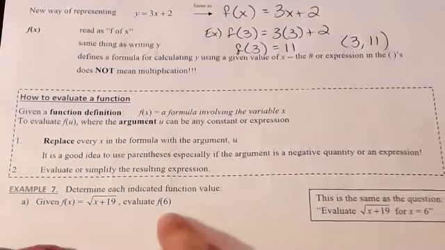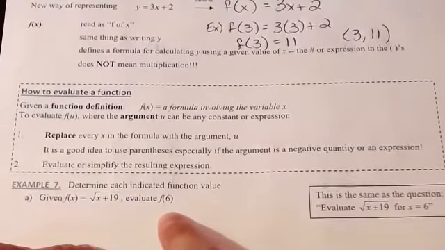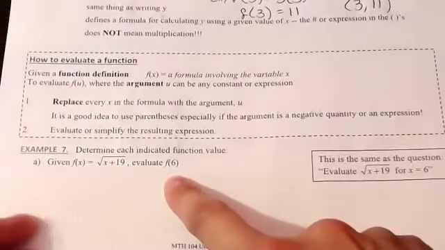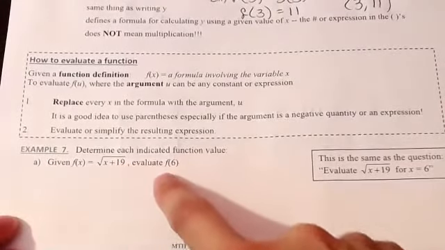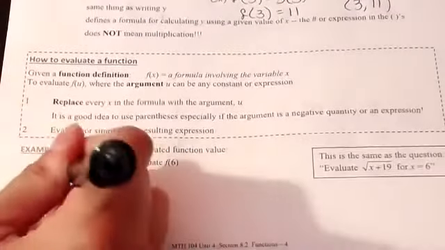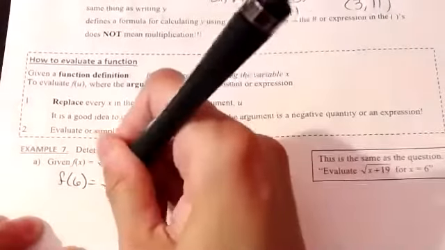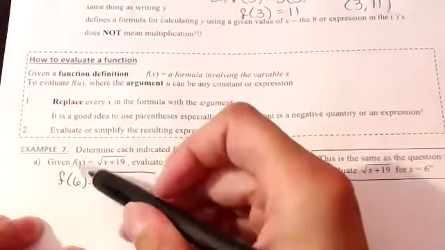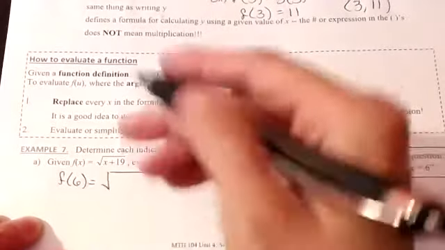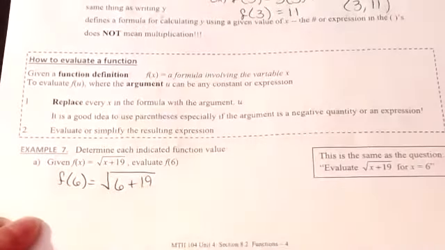So let's check this out. Determine each indicated function value. So we have that f of x is equal to the square root of x plus 19. So we just want to evaluate f of 6. If I want to evaluate f of 6, I'm saying what is the value of the function when x is 6? So wherever I see an x, I'm going to replace it with a 6.